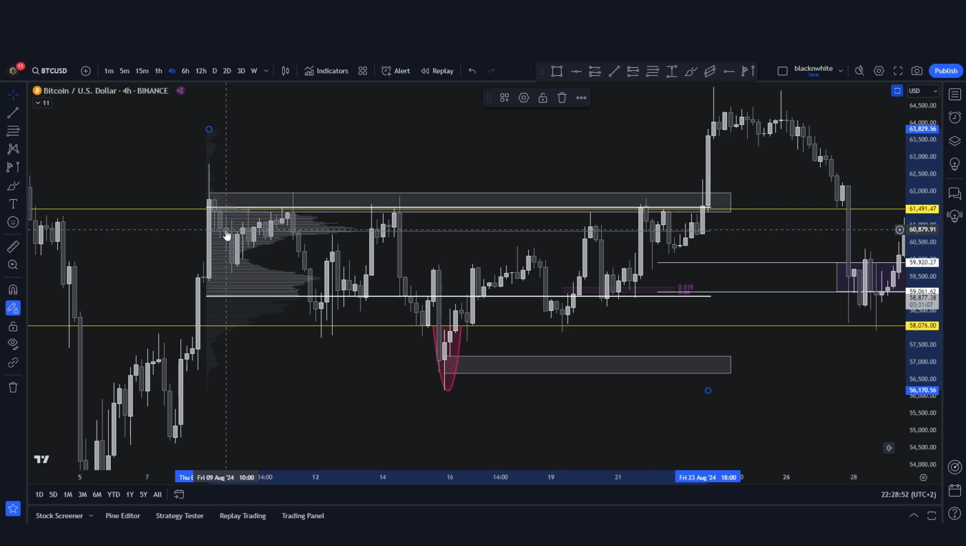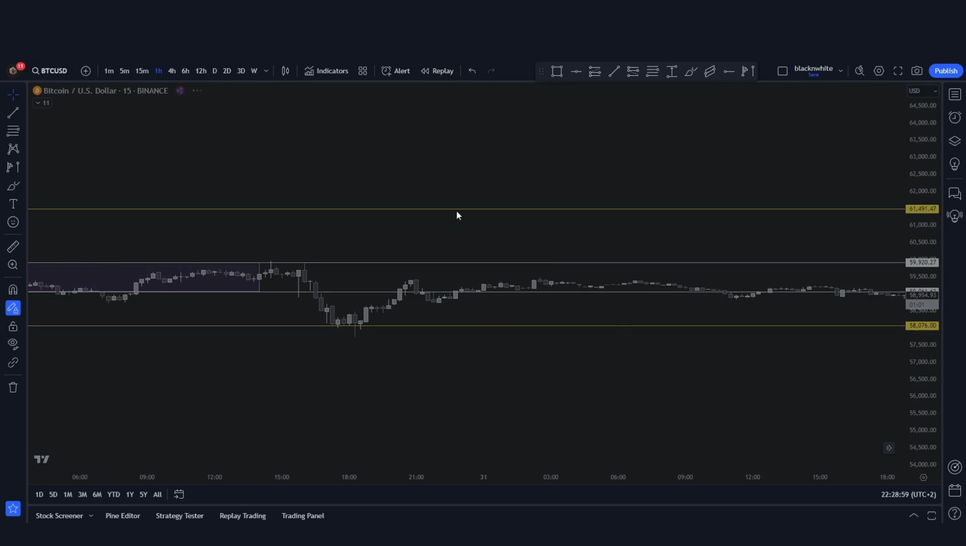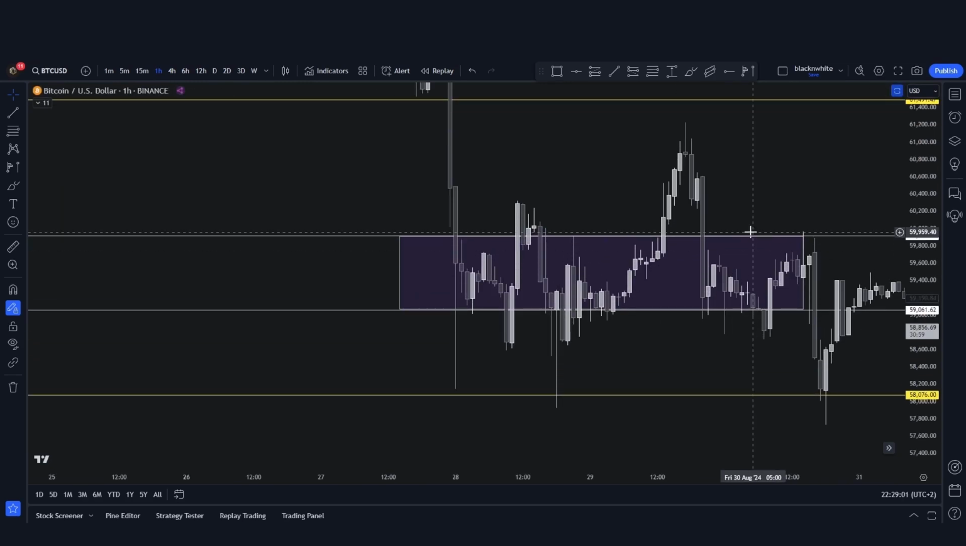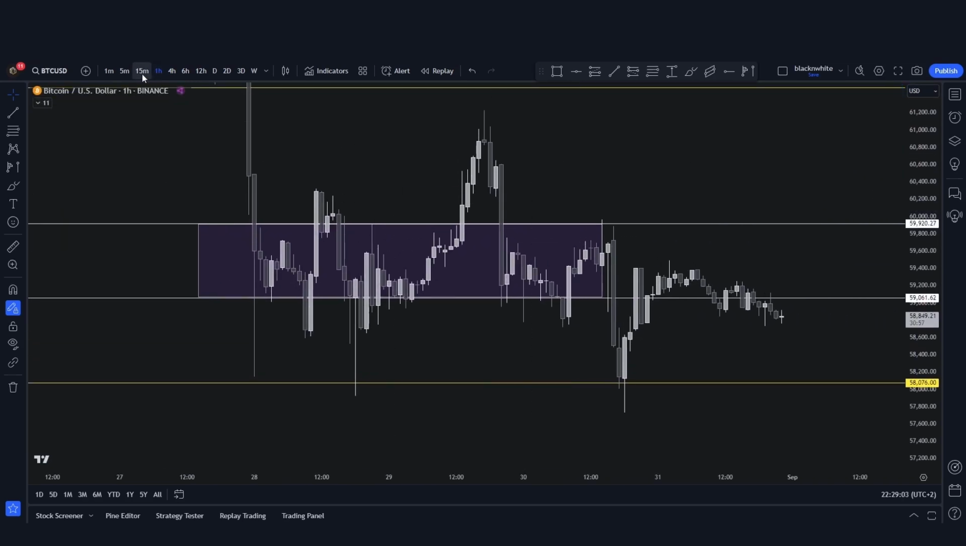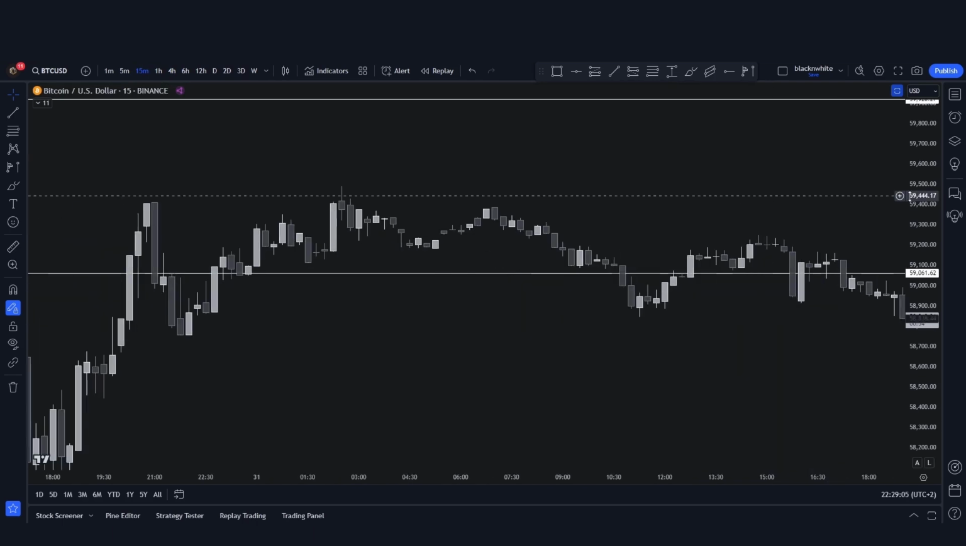Obviously, as I said, the higher the time frame, the more accurate you can be. But I've seen it work on the 1 hour. Like, let's say you build a range on the 1 hour, and then you can go on the 15-minute and start trading off of that.